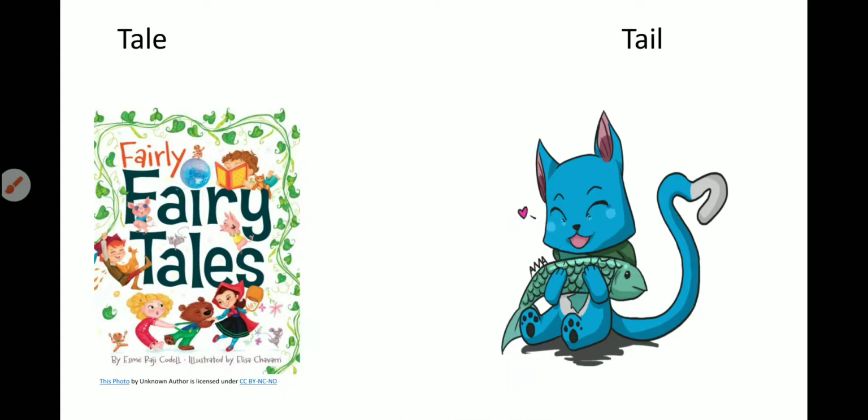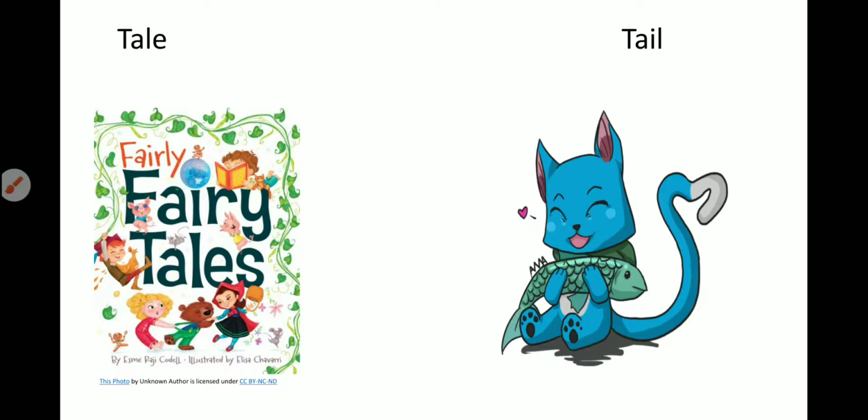Tail and tail. The first tale is spelled T-A-L-E, and that tale means story. A story. In this picture we see fairy tales. Okay, so it tells us that this book has a lot of tales that are fairy tales. Okay, stories.